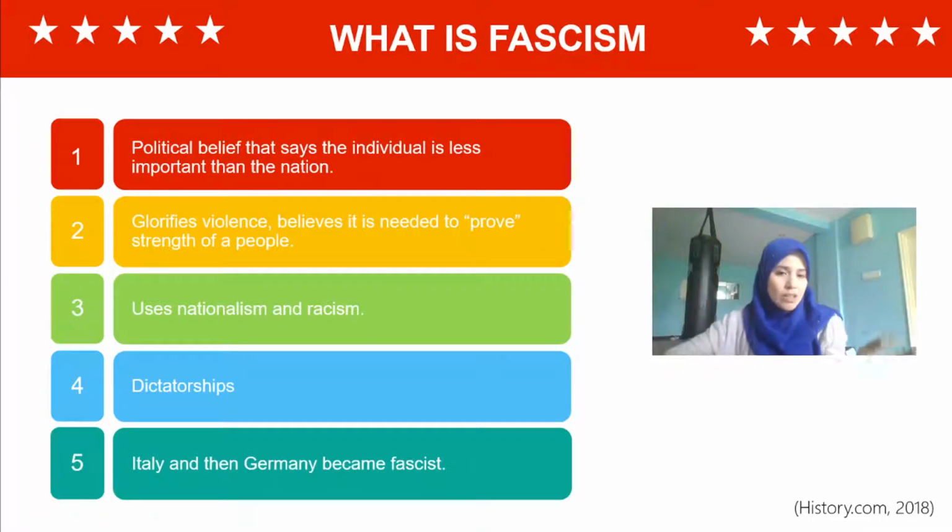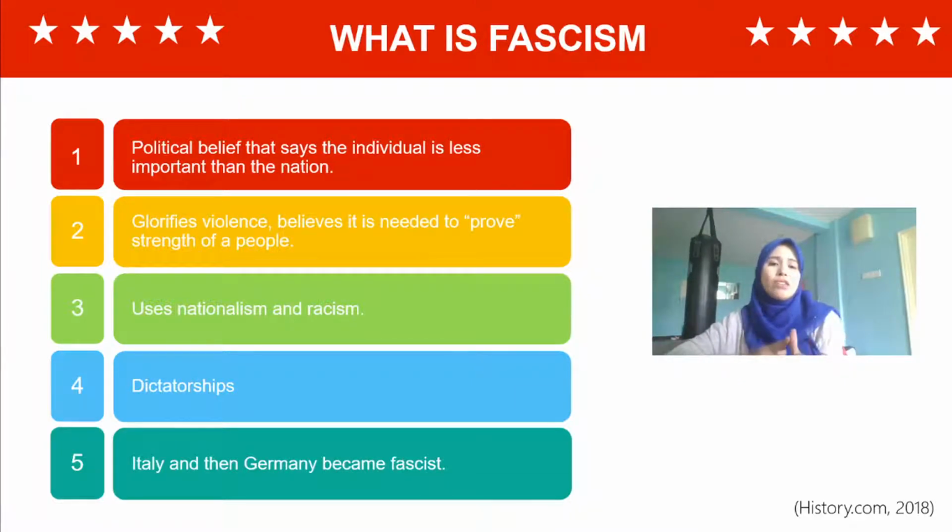So the nation of itself uses nationalism and racism. You need to remember, nationalism is not like patriotism. Nationalism is the belief that you are a dominant nation compared to others, so you tend to dominate. But patriotism is different. Patriotism, you love your country, you try to make your country better, so it's different.